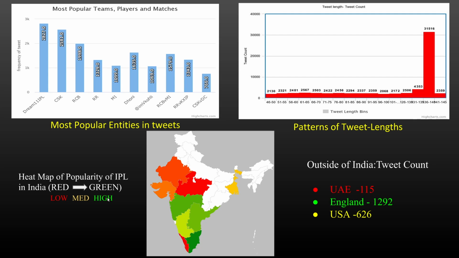And it's not just India. We could even obtain this popularity heat map among the countries in the world. The most popularity is seen in England, with a count of 1292, and in the USA a bit less popularity, followed by UAE, with even less popularity of IPL.